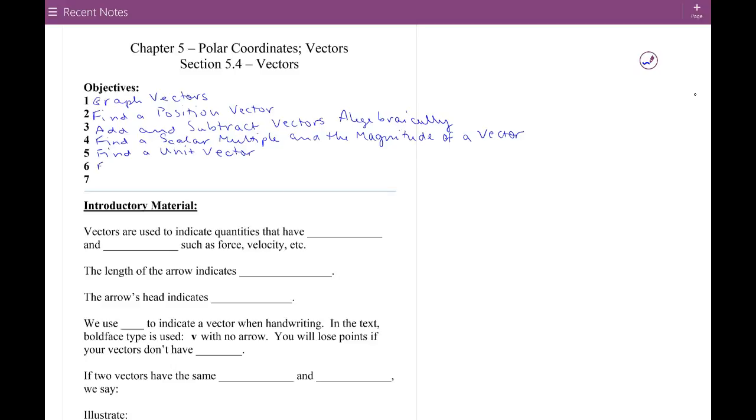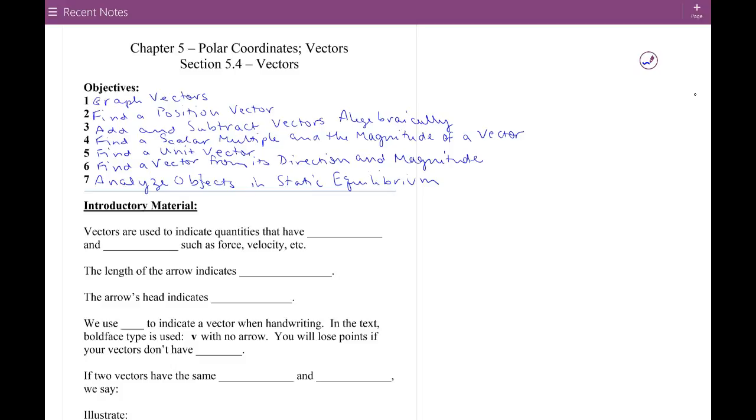Then we're going to find a vector from its direction and magnitude. That's where the polar coordinate connection is going to come in. And then we're going to use this to analyze objects in static equilibrium. So you can see how useful vectors are.